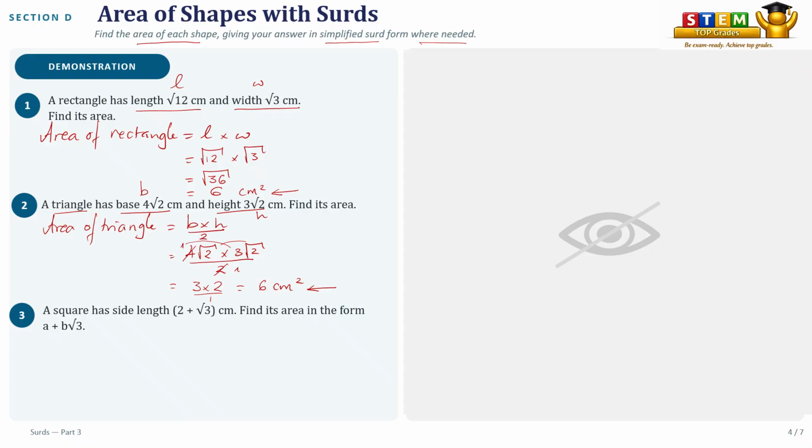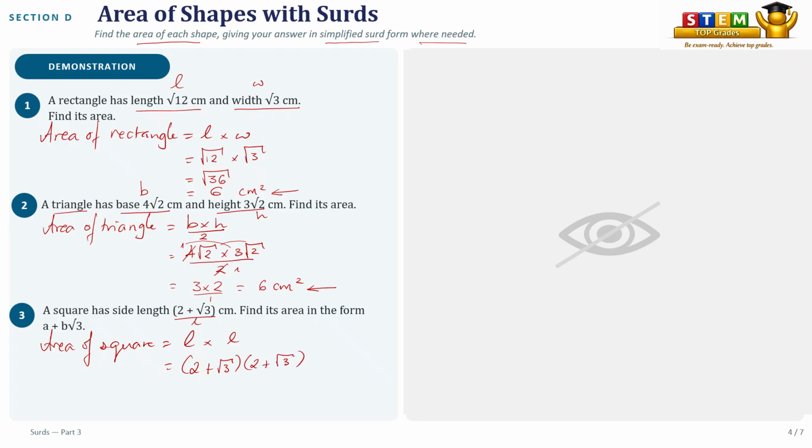Next, question 3 is about the area of a square. So area of a square is simply length multiplied by length. And we've got the length here, which is 2 plus root 3, and then multiply by 2 plus root 3 again.